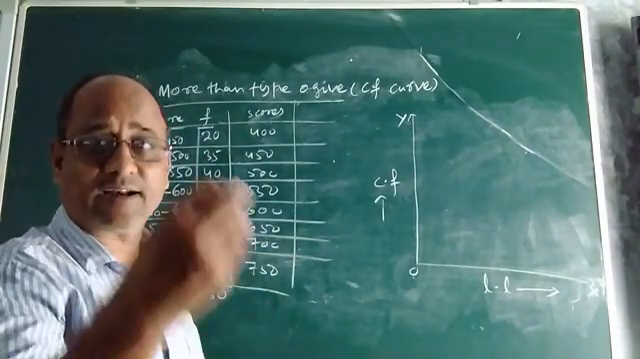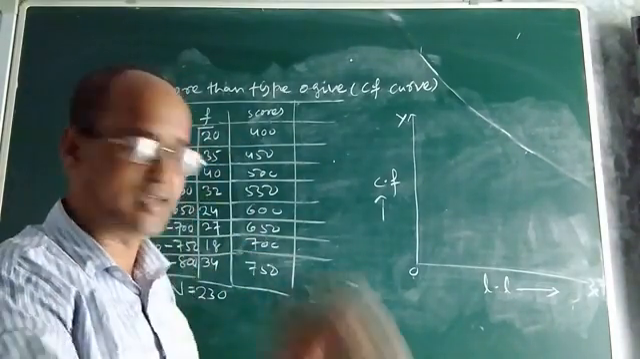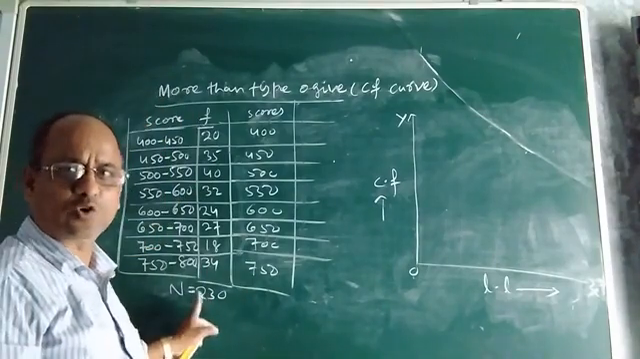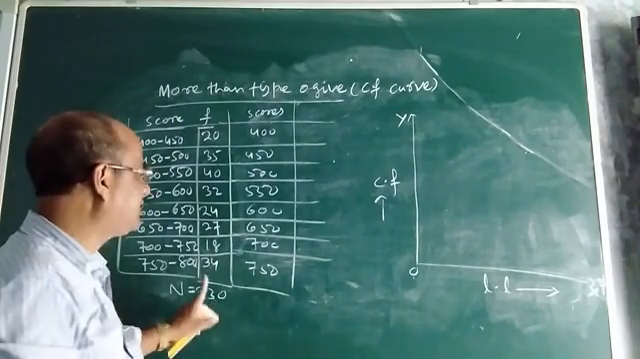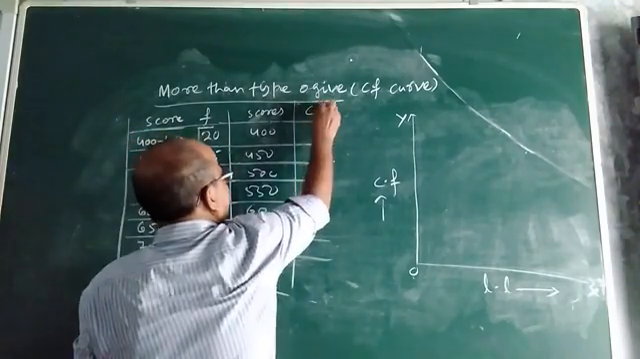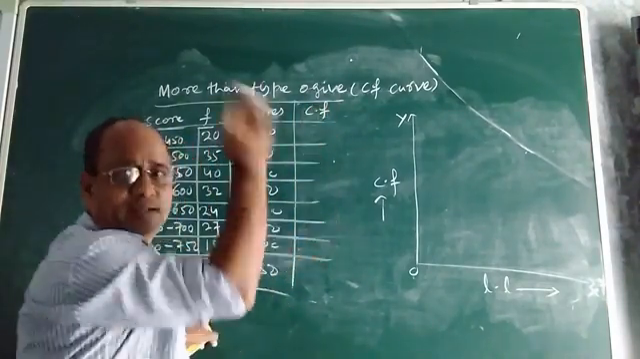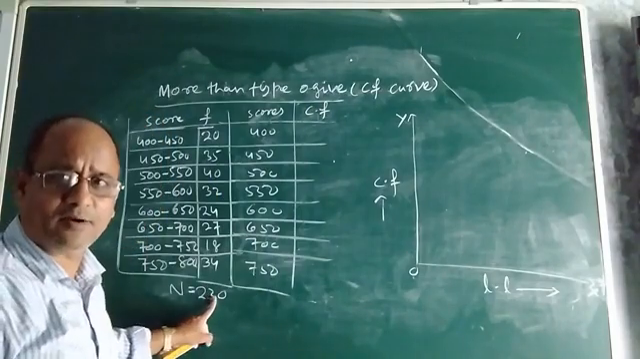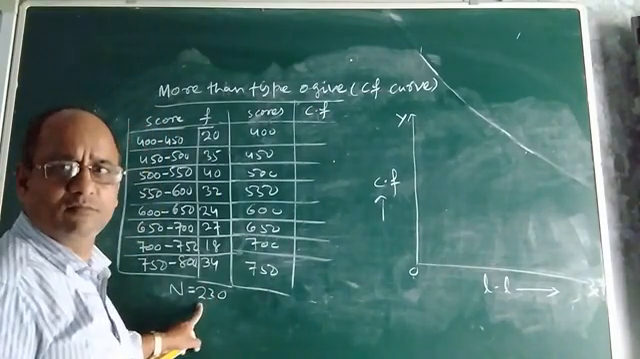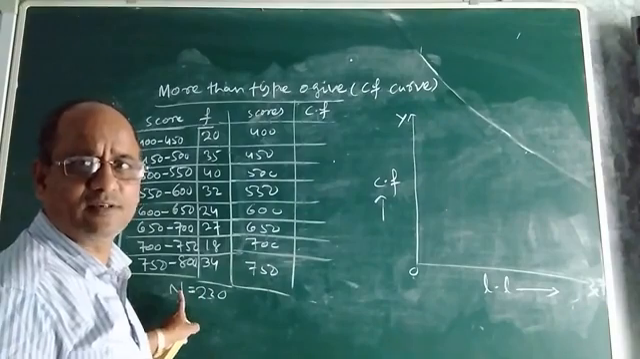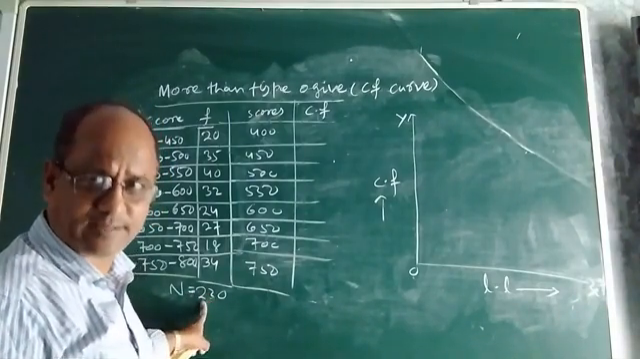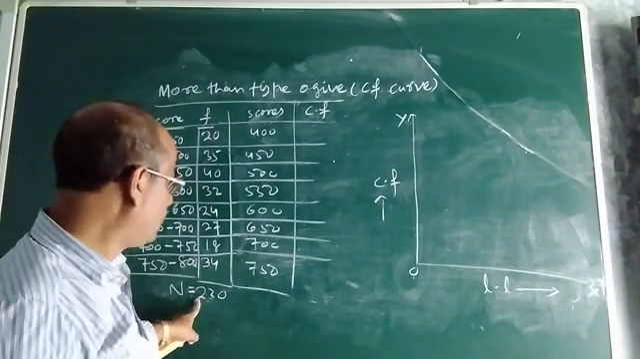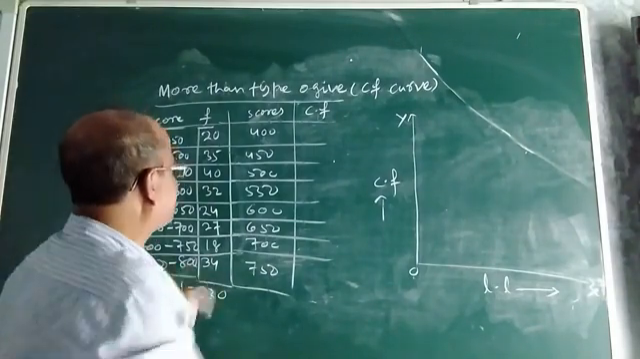Now we have to find their corresponding cumulative frequency. Yes, look here. What is the total number of observations, or sum of frequency? It is 230. So make another column here, cumulative frequency. This total number of observations, that is the sum of frequencies, which is 230 in this particular example, will be the cumulative frequency of this class.